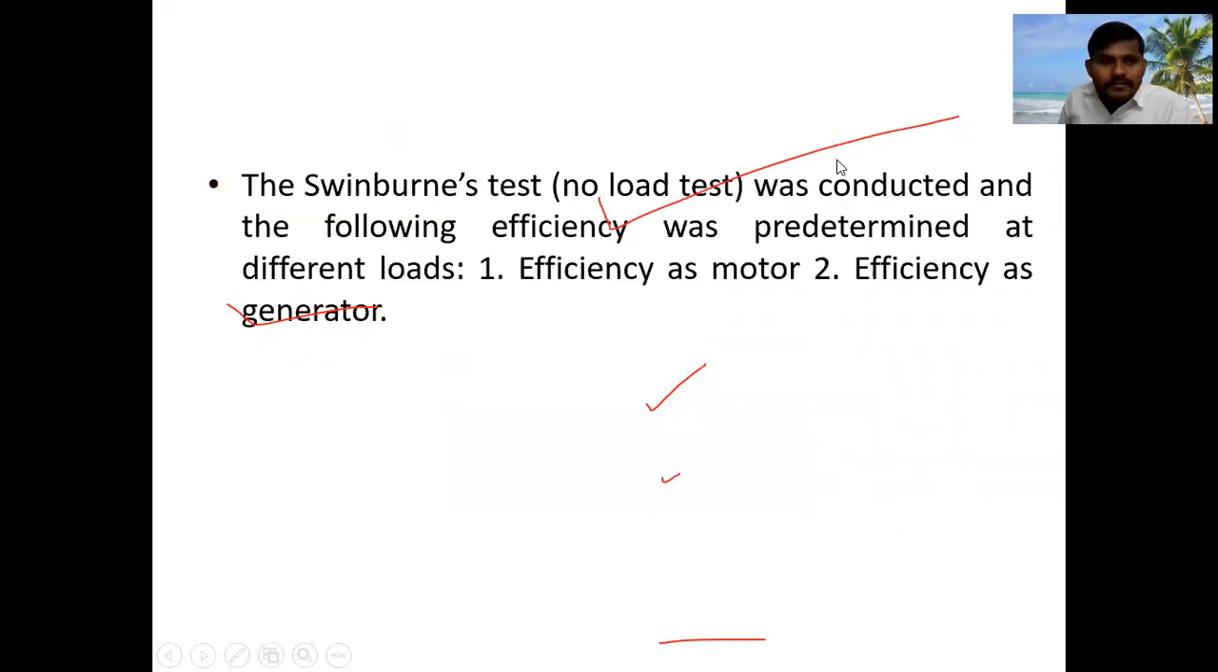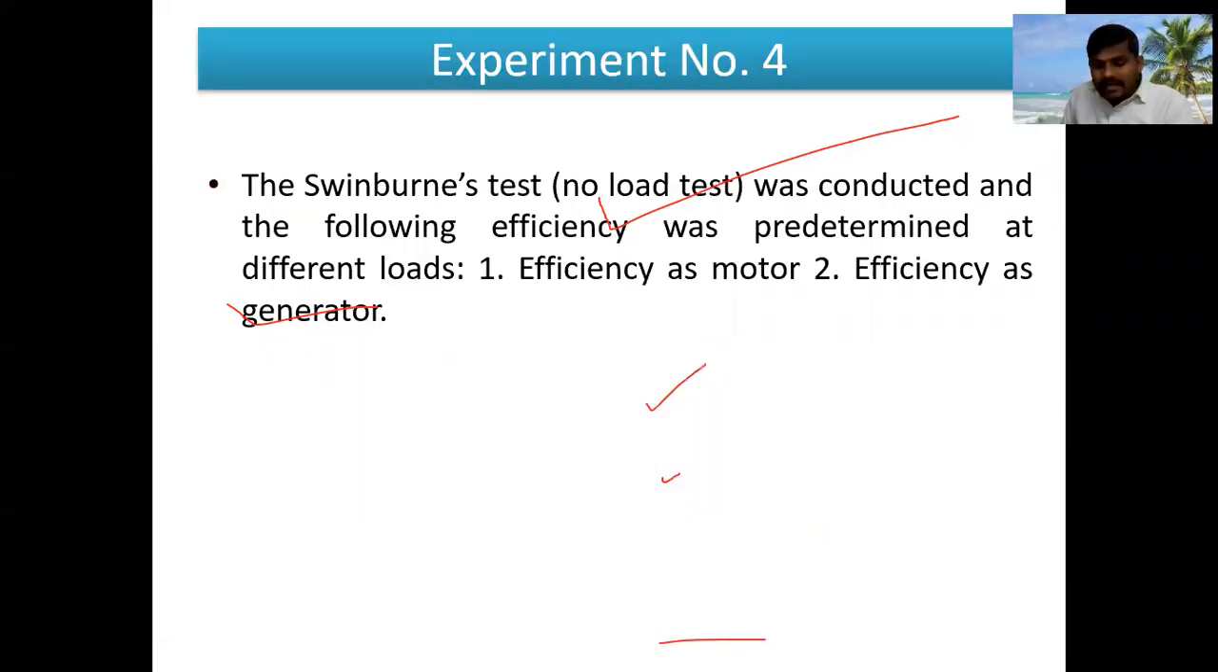Okay, now the result for that is nothing but: the Swinburne test, or the no load test, was conducted, and the efficiency was predetermined at different loads. Okay, so we can conclude again that we have performed the Swinburne test, that is the no load test, and the efficiency of the generator as well as the efficiency of the motor can be calculated.